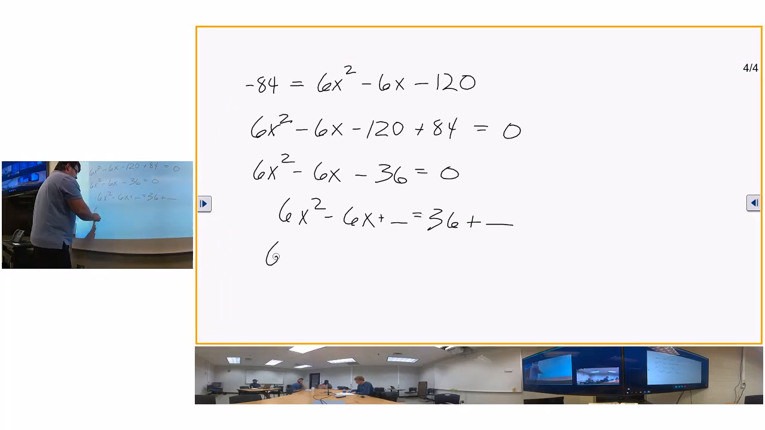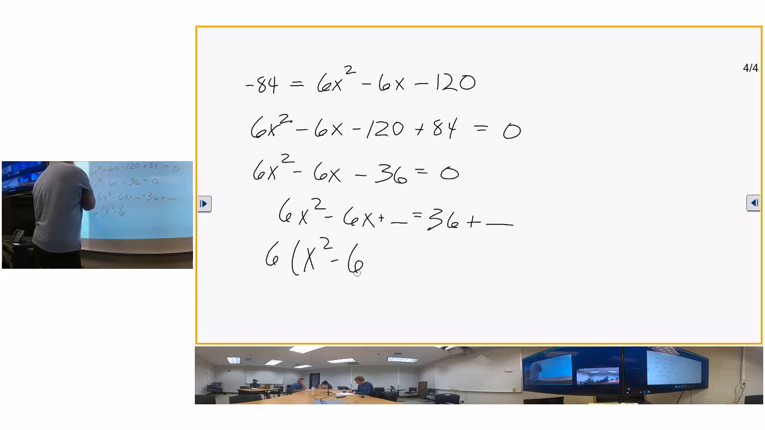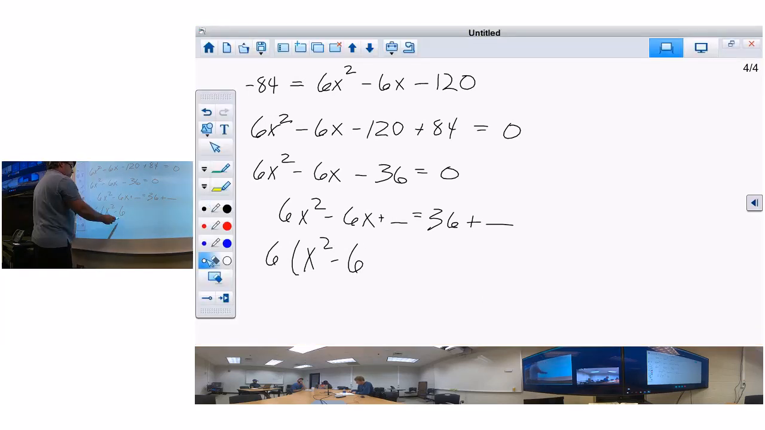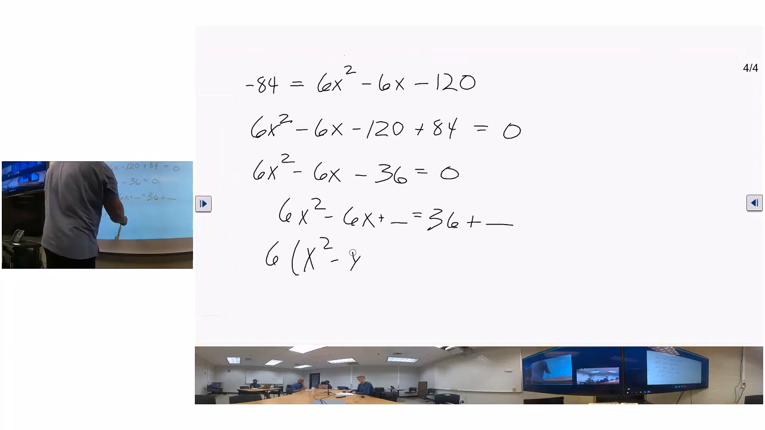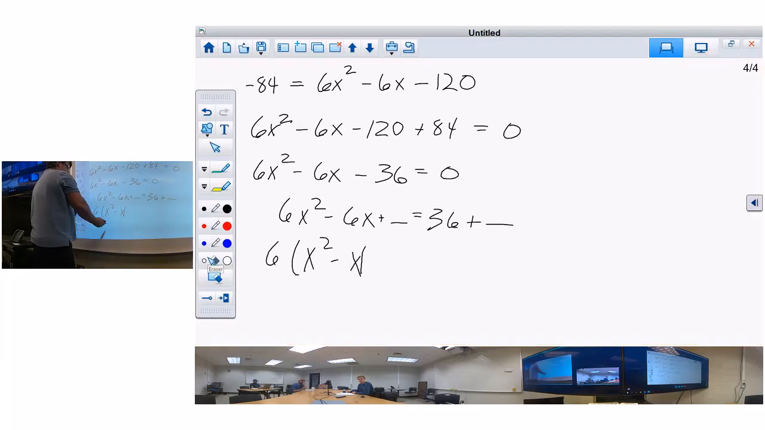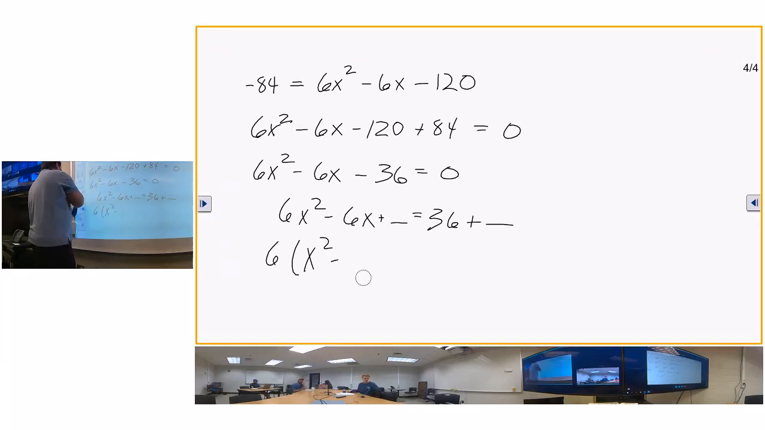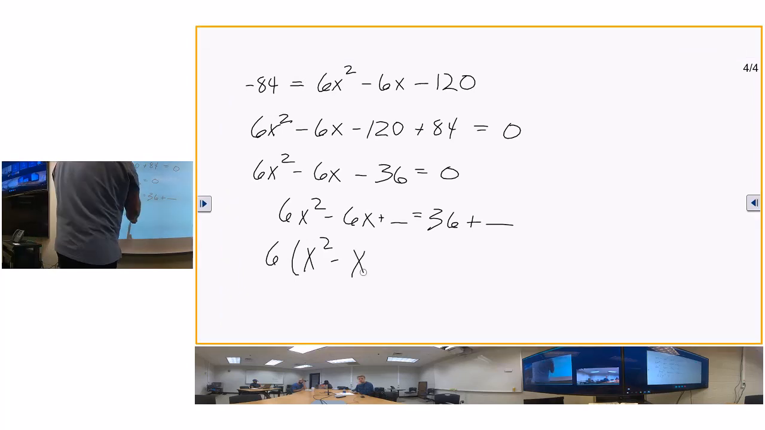Factor out a 6, you get x squared minus x. One of these days I'm going to figure out how to make my eraser erase. So wouldn't that be nice? Maybe 2050. I'm still hoping. But we have posters. Okay.